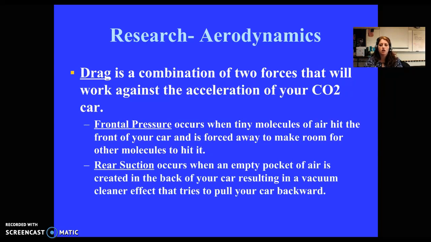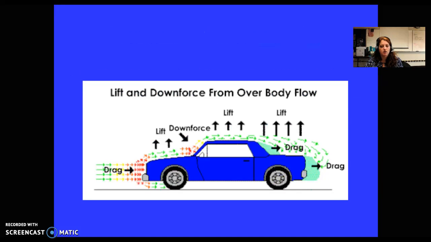And then rear suction occurs when an empty pocket of air is created in the back of your car, resulting in a vacuum cleaner effect, and tries to pull your car backwards. I was wrong. I'm sorry. I spoke wrong a second ago. It's not pushing your car forward. It's pulling it backwards a little bit.